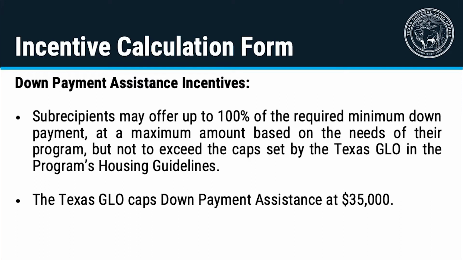Down payment assistance incentives. Subrecipients may offer up to 100% of the required minimum down payment at a maximum amount based on the needs of their program, but not to exceed the cap set by the Texas GLO in the program's housing guidelines. The Texas GLO caps down payment assistance at $35,000.